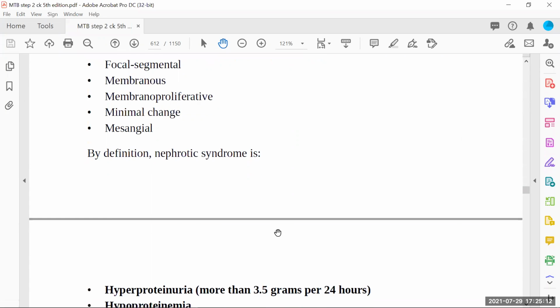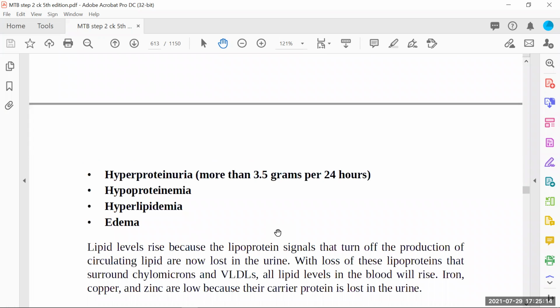Now, by definition, nephrotic syndrome is when you will see too much protein in urine. That is called hyperproteinuria. How much? We have set one cutoff. It should be more than 3.5 grams per day. Then you can say it's a massive proteinuria, and this massive proteinuria means it's a clear case of nephrotic syndrome. Plus, of course, inside the blood there will be too little protein because the liver is not capable enough to compensate for the loss. We will see hypoproteinemia.